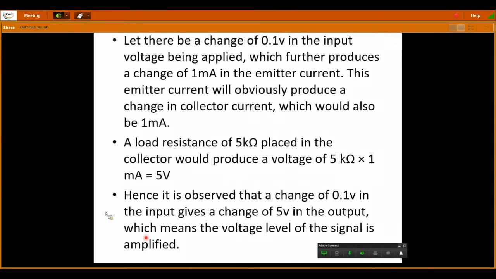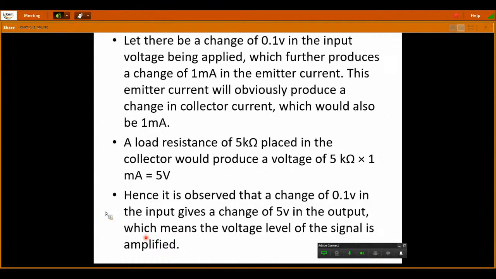Next, why do we call this a voltage amplifier? If I'm applying a finite change in the AC voltage, say 0.1 volt at the base to emitter junction, don't think that the base to emitter junction is forward biased only for 0.1 volt. If it is silicon, you have to apply 0.6.